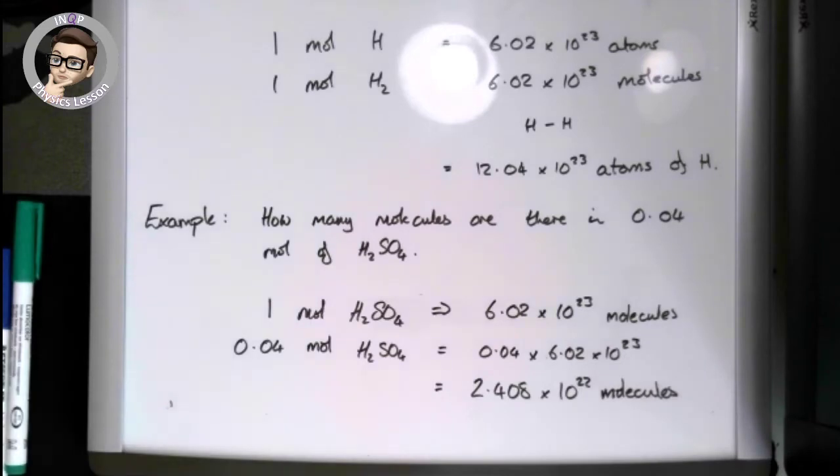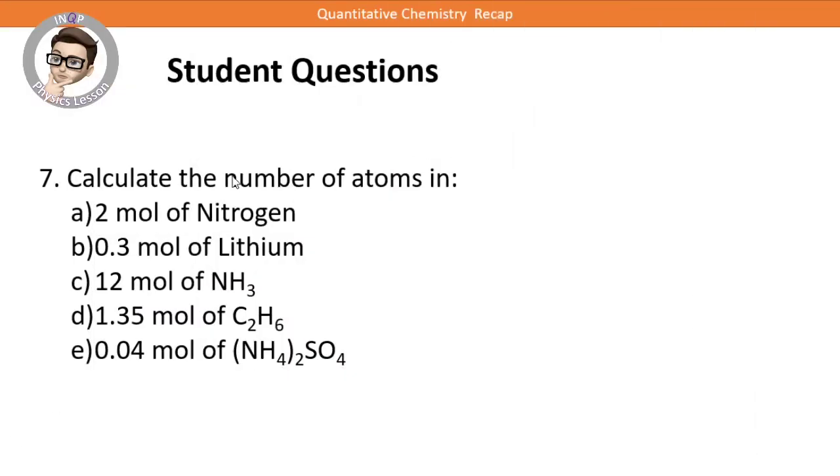So we've been able to convert now from moles to number of atoms, from moles to grams, and from grams to moles. So we're now going to go over. You're going to have a go at some more questions. So let's go to the PowerPoint. This time, I'd like you to calculate the number of atoms or molecules in 2 moles of nitrogen. So that'd be atoms, 0.3 moles of lithium, that'd be atoms, 12 moles of NH3, that'll be molecules, I don't want to know individual atoms, just molecules, 1.3 moles of C2H6, which again will be molecules, and 0.04 moles of (NH4)2SO4, again, molecules. Pause the YouTube video here, have a go at these questions, come back and we'll go through them together.